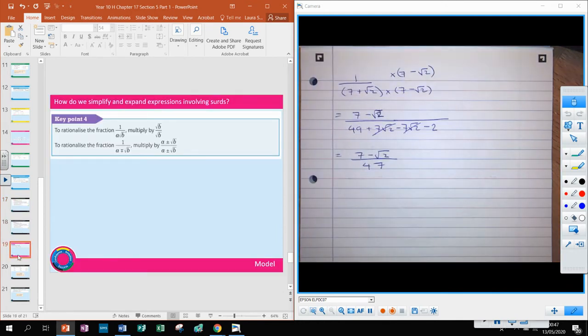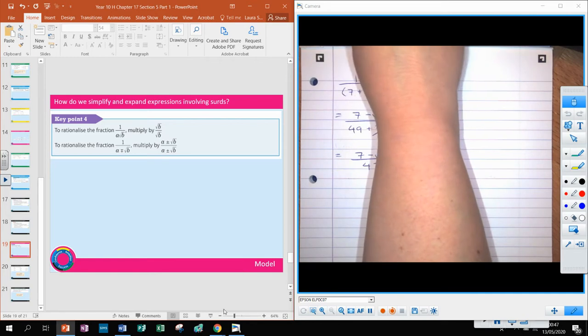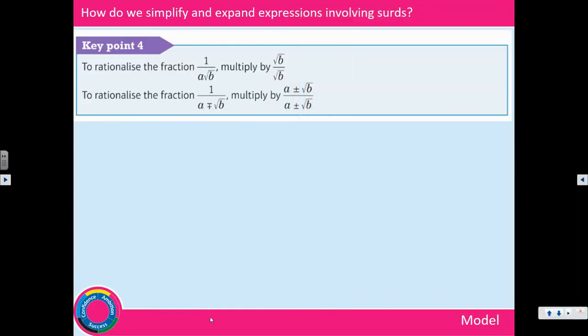Okay, can you take a moment? I'm going to make this full screen for you. I want you to pause, and I want you to add those two rules to your notes. Let me just explain first.